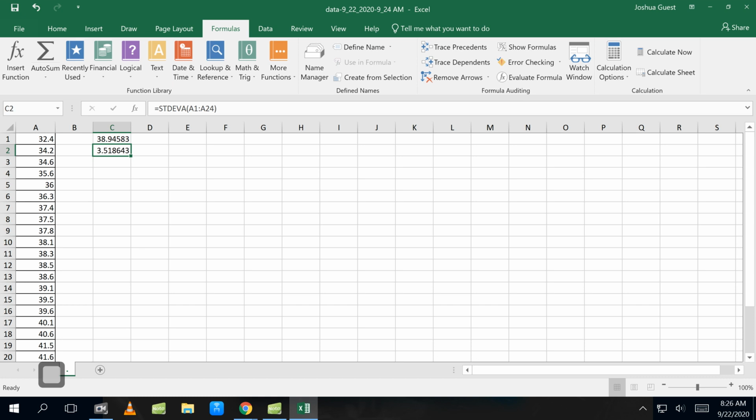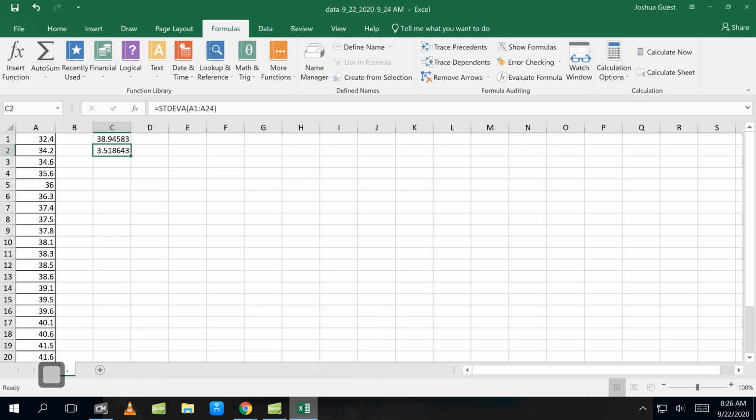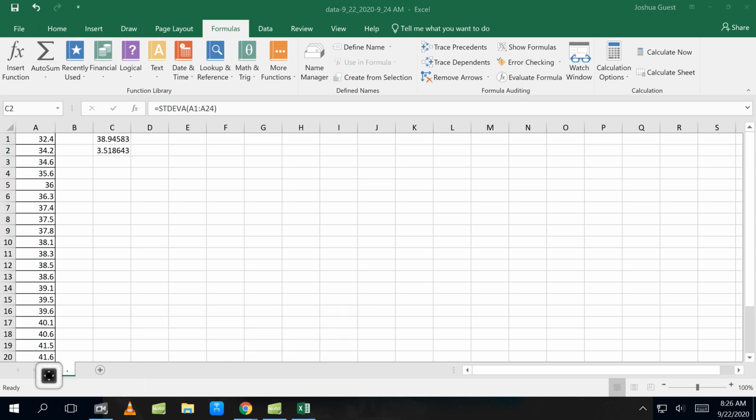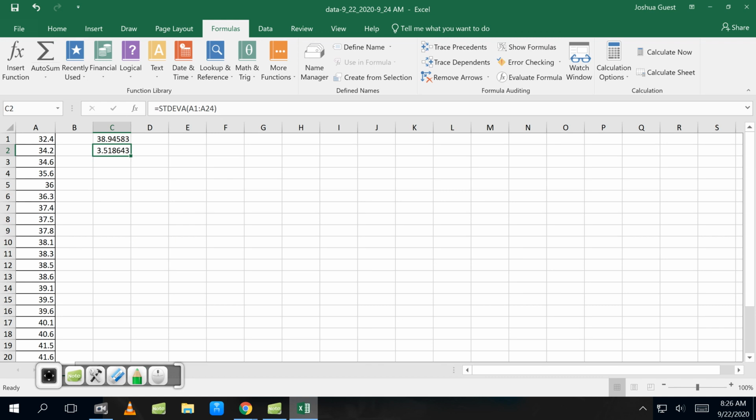So the average is 38.94583. The standard deviation is 3.518643. Remember, we typically go one decimal place further than the data. So if we look back at the data, how far does the data go? The data goes to one decimal place. So we want to go to two decimal places, 38.95 and 3.52. So somebody remember that, 38.95 and 3.52. I've already forgot.